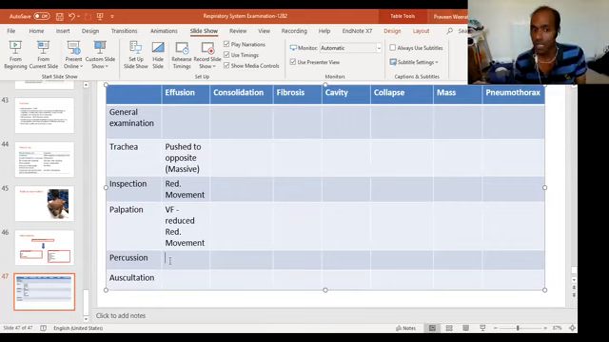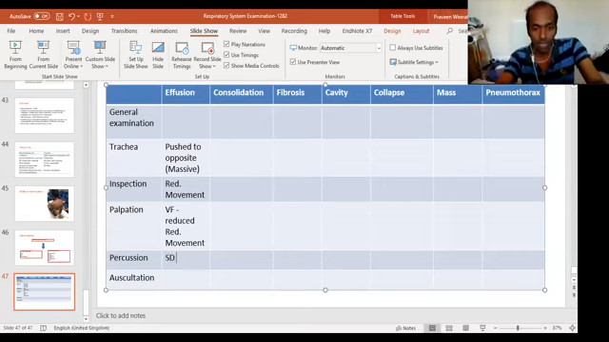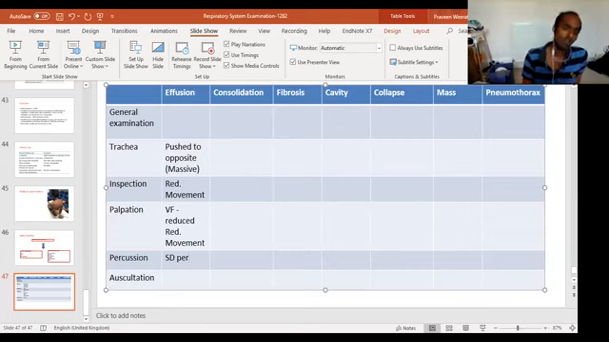Percussion, we know that over an effusion you get a stony dull percussion. Remember, stony dull percussion means you're getting a very stony sensation to your palpating finger, the finger on the chest wall. That is what stony dull means. Dull just means it's still springy. The feeling is still springy, but the tone is reduced. The note is dampened. Auscultation: breath sounds are absent on that side or significantly reduced on that side.